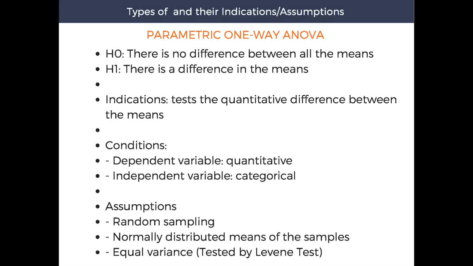So the next, we have assumptions, which are, first, we need to have independent sampling or groups, which is random sampling, and then we need to have normally distributed samples, and we need to have equivariance, which is pretty similar to the t-test. So for equivariance, we actually test the sample and the data set based on the Levene test.